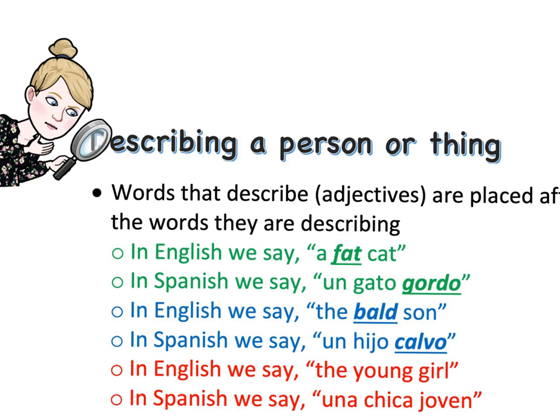In English, we say the bald son. In Spanish, we say un hijo calvo. In English, we say the young girl. In Spanish, we say una chica joven. This is really important to remember. In most cases, adjectives, that is, describing words, come after the word they are describing.